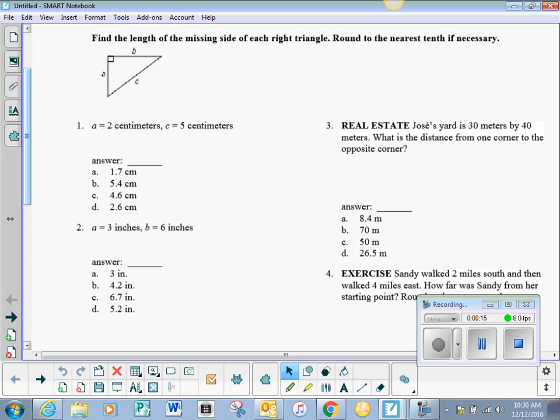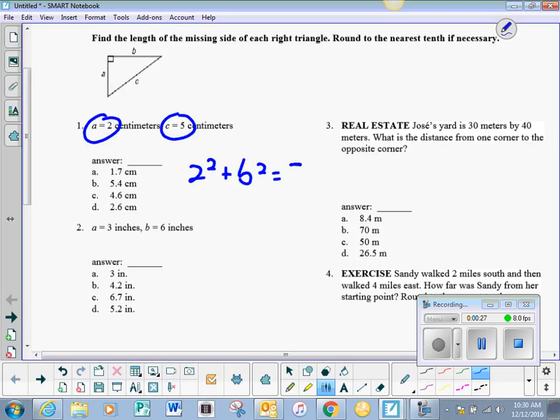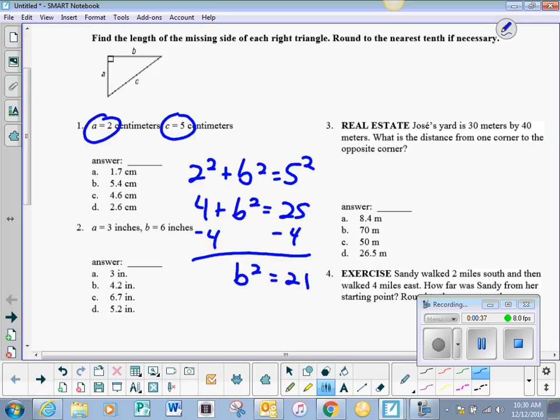On number 1, you cannot go into every problem assuming that we're finding C, because we're given C, so we are finding B. So that means 2 squared plus B squared is 5 squared. So that means 4 plus B squared is 25. So then I subtract 4 from both sides, and then B squared is 21. So B is the square root of 21, which is 4.6.